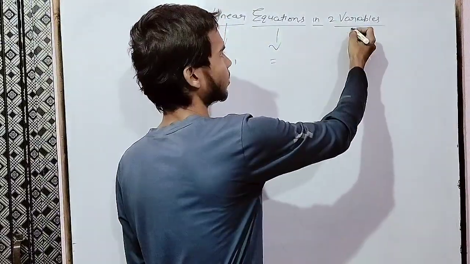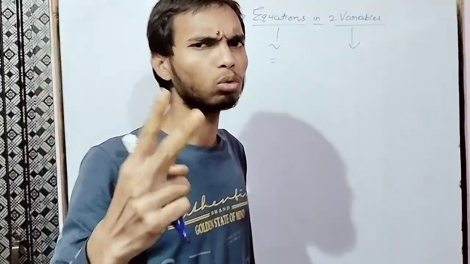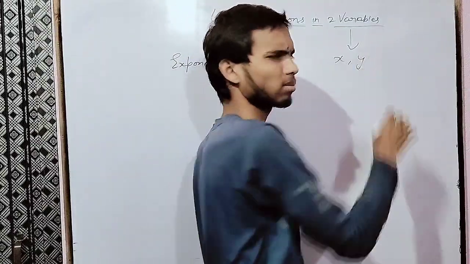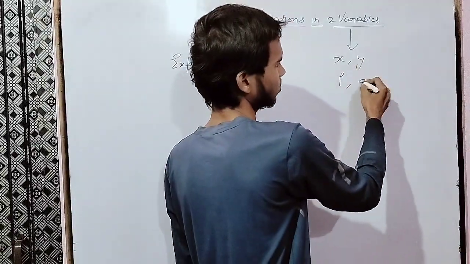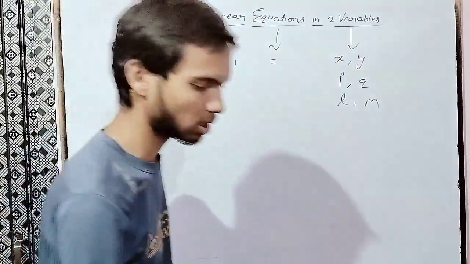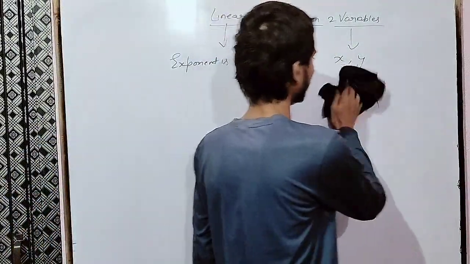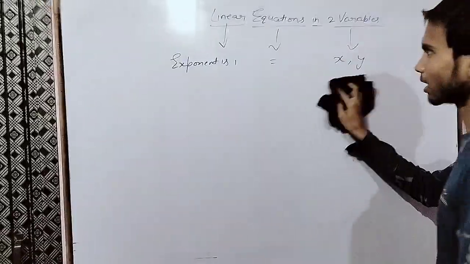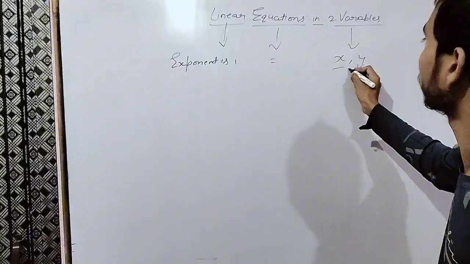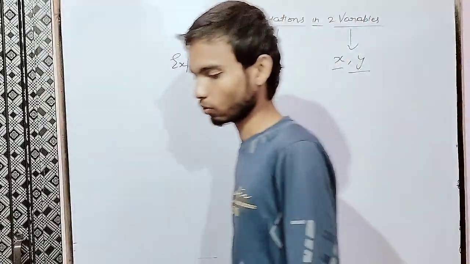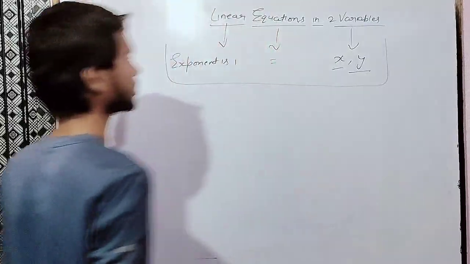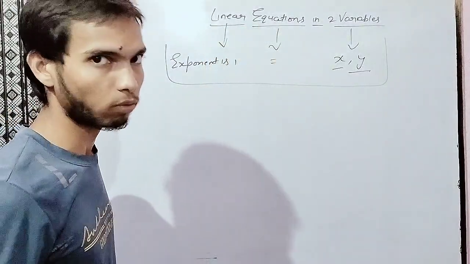In two variables. How many variables? Two. You can take any two random letters you want, for example x and y. Otherwise you can take p and q, l and m, whatever you want. But x and y are very popular in mathematics language. We have two variables. From this meaning, we can create a linear equation of two variables.